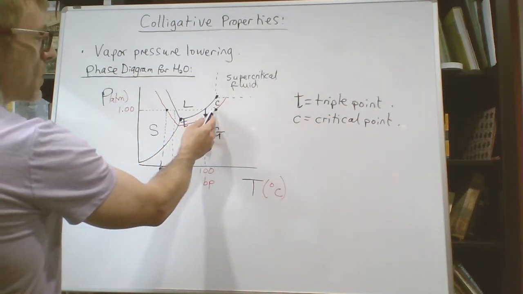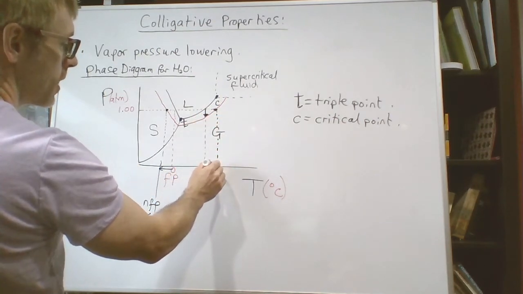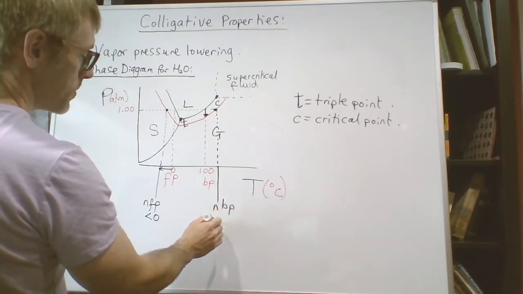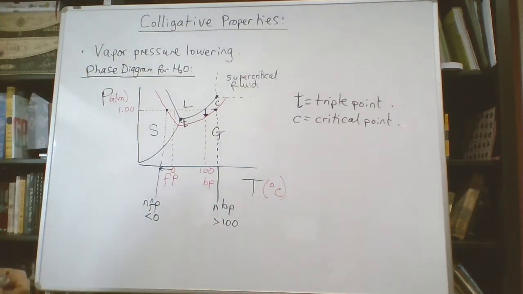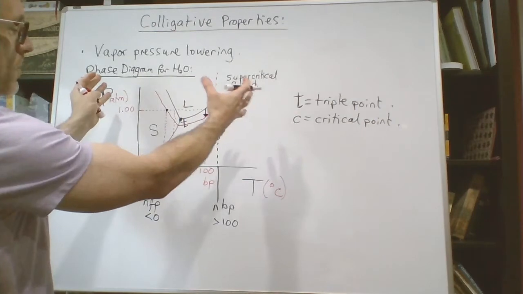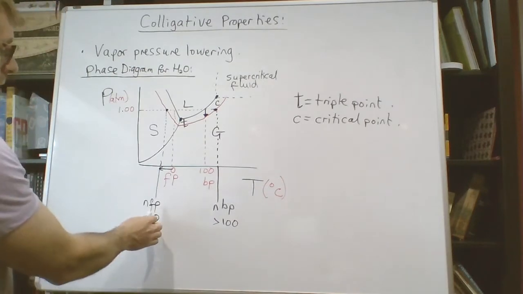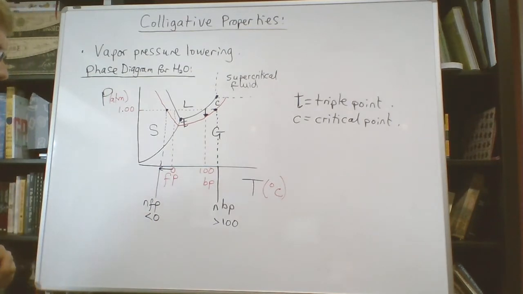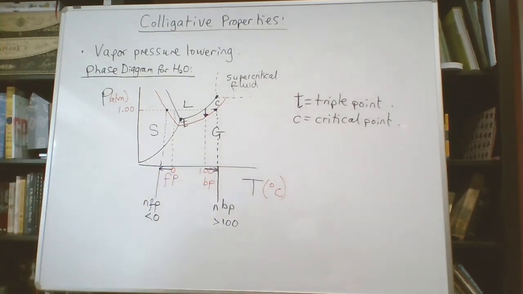And likewise, I've now extended my liquid range on both boundaries, so I've now got a brand new boiling point, which is now greater than 100 degrees. So I've elevated my boiling point. So the vapor pressure lowering has led to the consequence of an expansion of the liquid range, the temperature expansion of the liquid range, to now lower temperatures of phase transition and higher temperatures of phase transition. So I've effectively lowered my freezing point and elevated my boiling point.